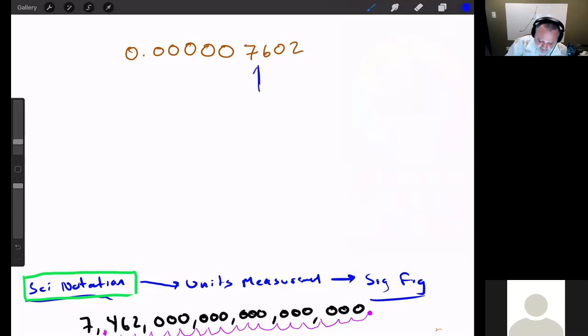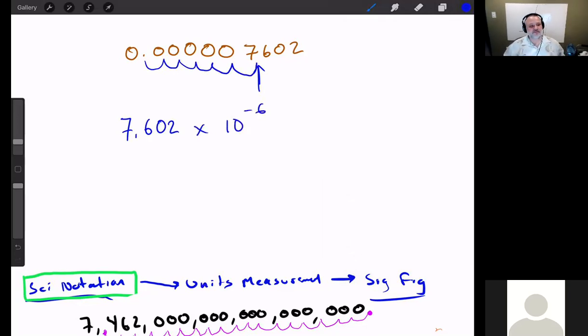Here's the spot that I want to use to make it a number between 1 and 10. That's the number that I'm looking for: 7.602. And then how many spaces did I move it to get there? 1, 2, 3, 4, 5, 6 spaces. So it's times 10 to the negative 6th.